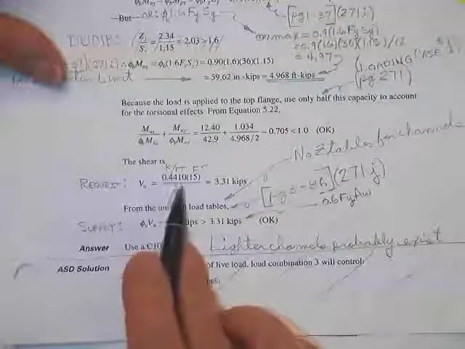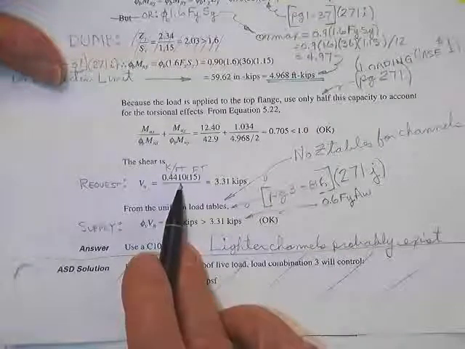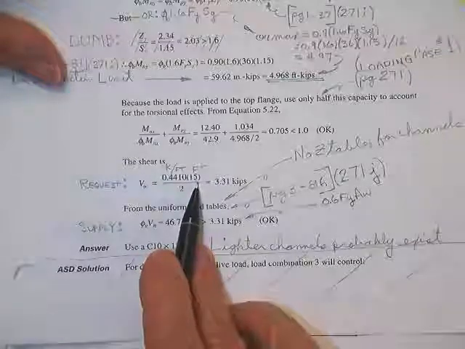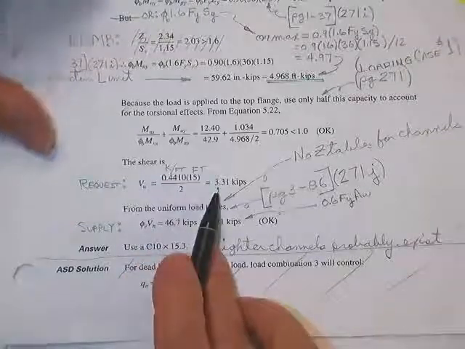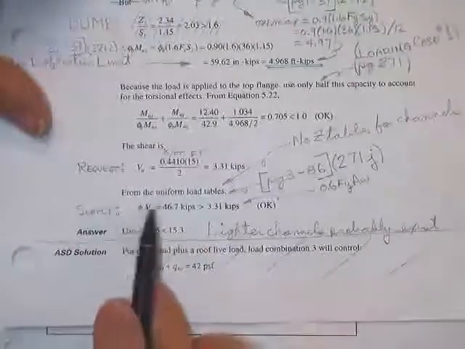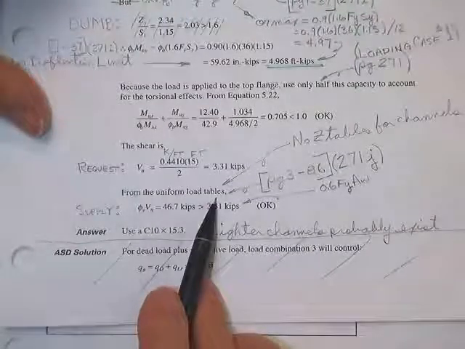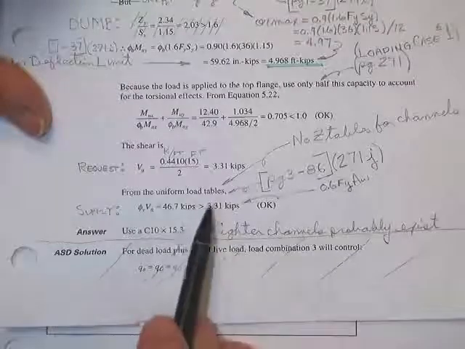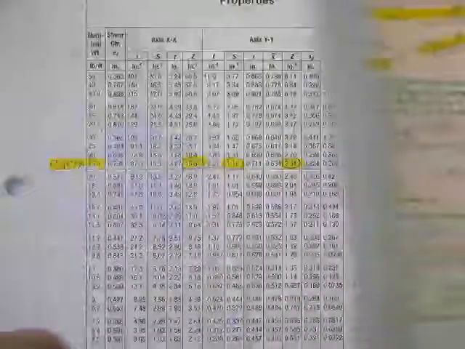Shear was, we already said, 0.441 kips per foot. The thing was 15 feet long, even though it's braced in the middle. Divided by 2 is 3.31 kips. Says you can go to uniform load tables. You could also go to the, you can't go to the Z tables. We're not talking about that kind of steel. See if we got some. Oh, that's right. The uniform load tables were where we got the bending strength for the channel.